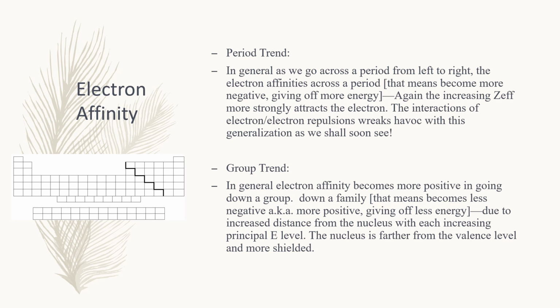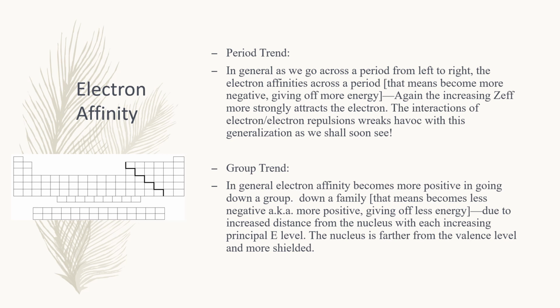This is due to the increase in the Z effective, adding more protons in the nucleus while keeping the core electrons the same. That is going to cause a stronger attraction for the electrons that are going to be entering the atom. We do have a problem, as I'll discuss in the next video, where the electron-electron repulsions can really cause some variations as we go across the period.